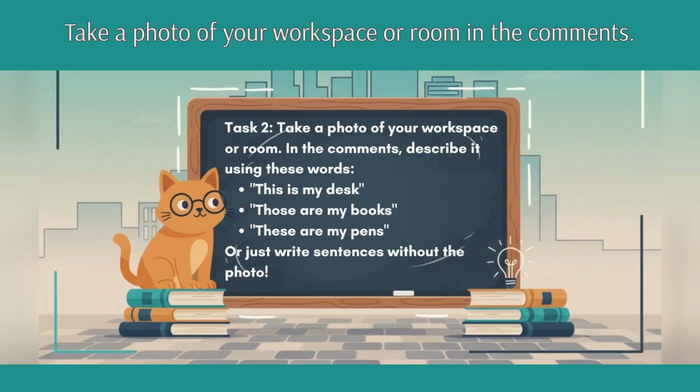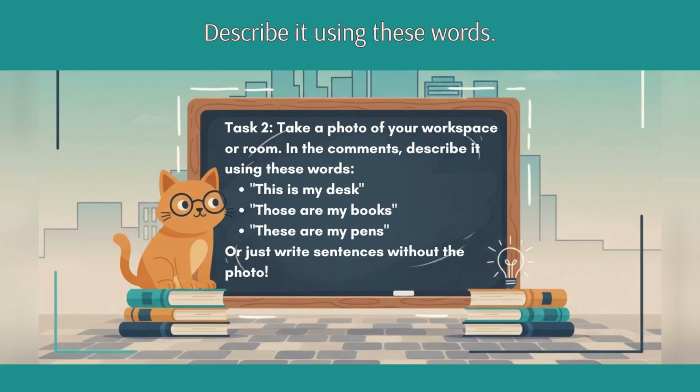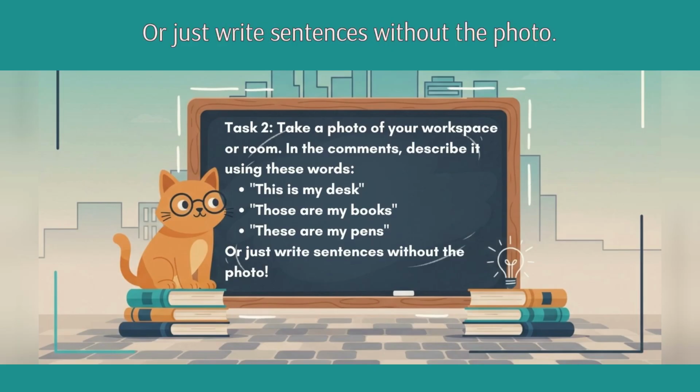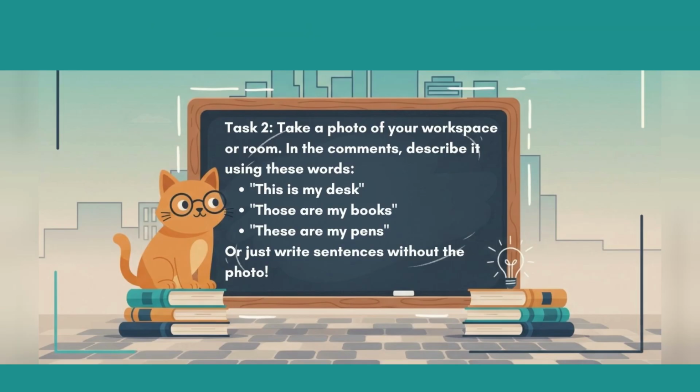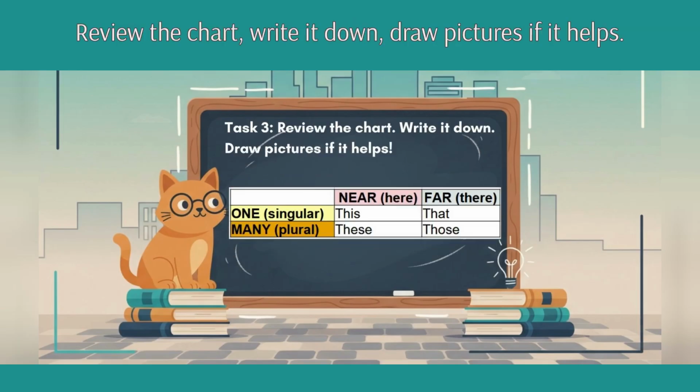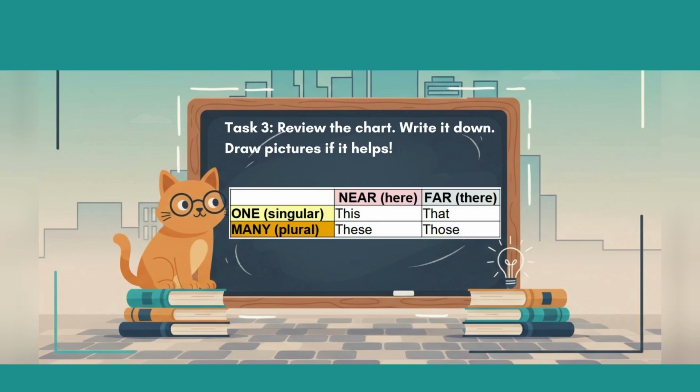Task 2. Take a photo of your workspace or room. In the comments, describe it using these words. This is my desk. Those are my books. These are my pens. Or just write sentences without the photo. Task 3. Review the chart. Write it down. Draw pictures if it helps.